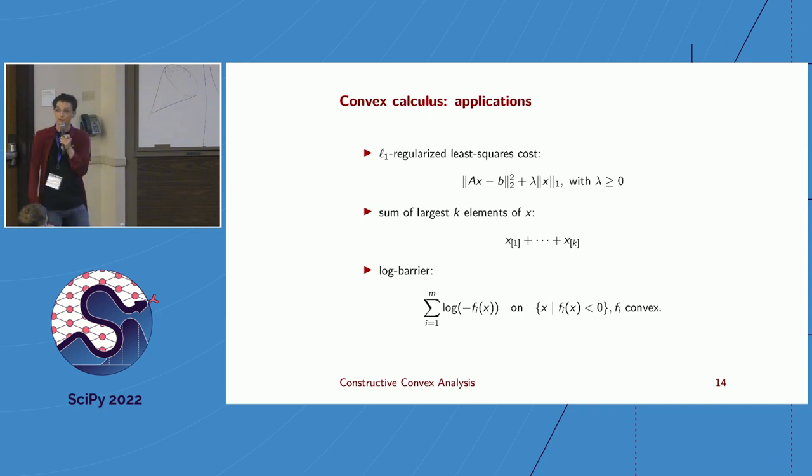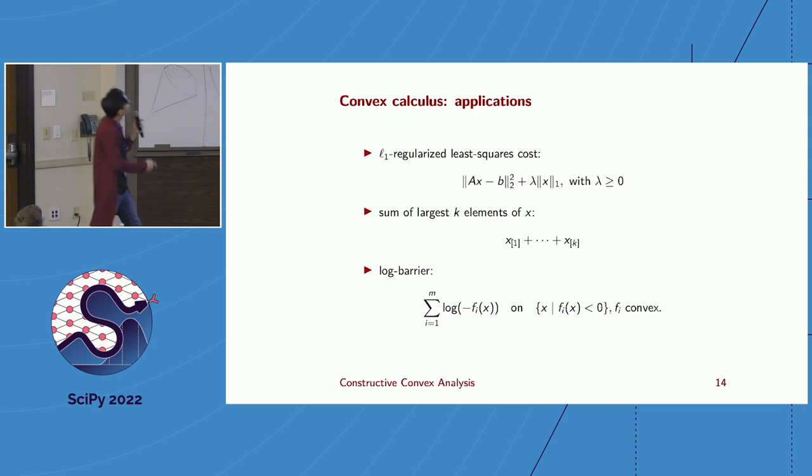So here are some examples for which we can now infer convexity, based on the small family of convex functions I gave earlier and the composition rules. The two norm squared, x transpose x, the sum of squares, is convex. And when we compose that function with an affine transformation, it is still convex. So we're good to go with the first term.